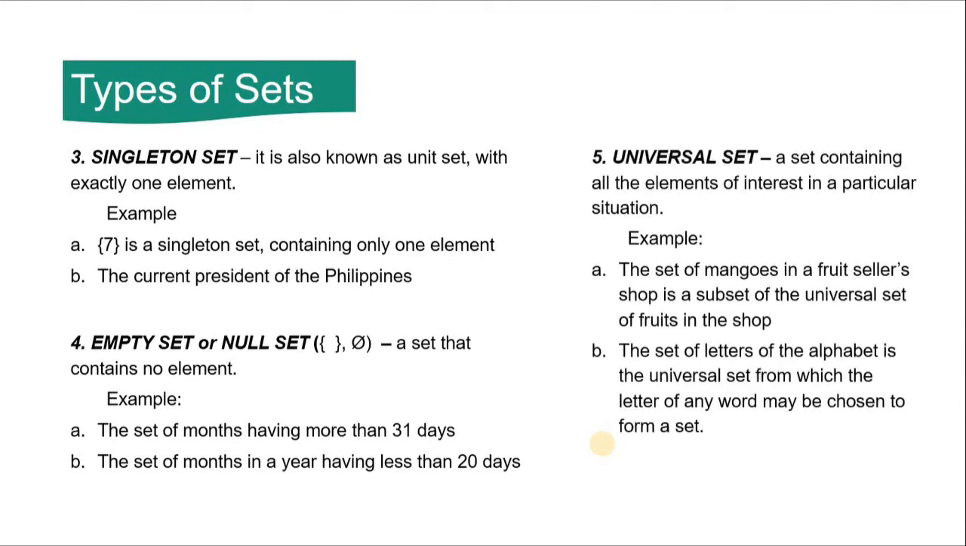Next, we have the universal set. We have mentioned that already in our previous slides. So a set containing all the elements of interest in a particular situation. For example, we have the set of mangoes in a fruit seller's shop. It's a subset of the universal set of fruits in the shop. The set of letters of the alphabet is the universal set, from which the letters of any word may be chosen to form a set.